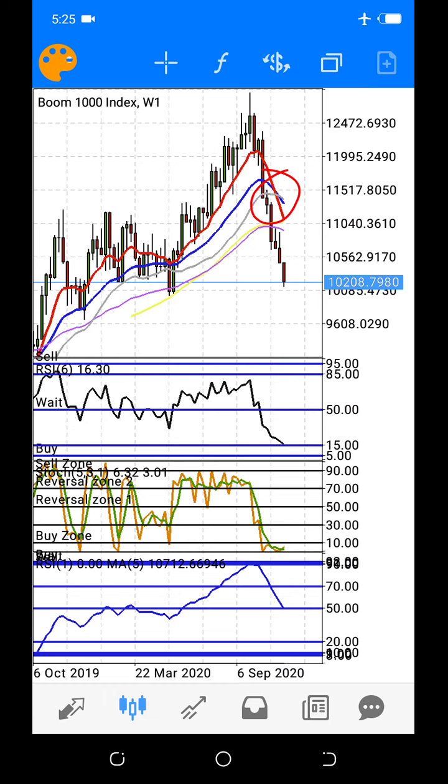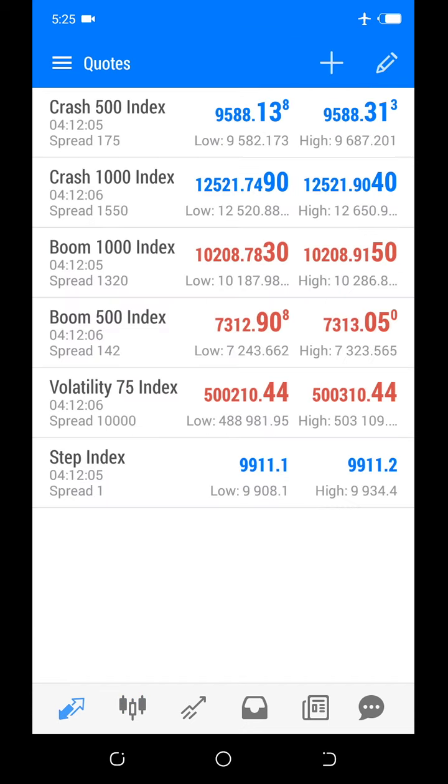Can you imagine a cross happening in weekly? The sell is massive. You can't help it. There may be spikes, but the major DTD in this case is a downtrend. And don't be surprised, it's going to sell and still keep selling until we have a very suitable reversal. So that is that. Now let's go to Crash 1000.